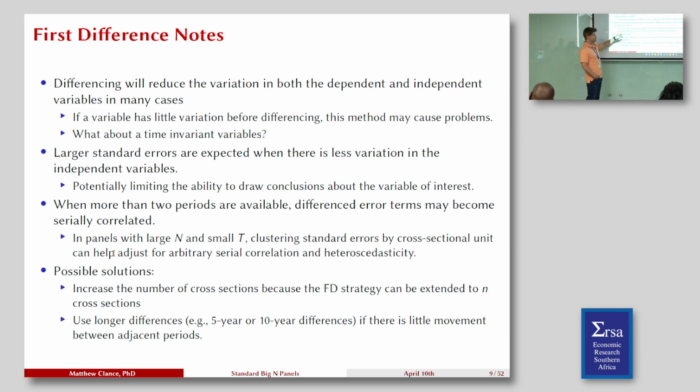Okay. When you have more than two periods, differenced error terms may become serially correlated. So that's where we would need to make some adjustments. So in panels with large N and small t, clustering standard errors by the cross-sectional unit can help adjust for serial correlation and heteroscedasticity. And I'm just saying can help.